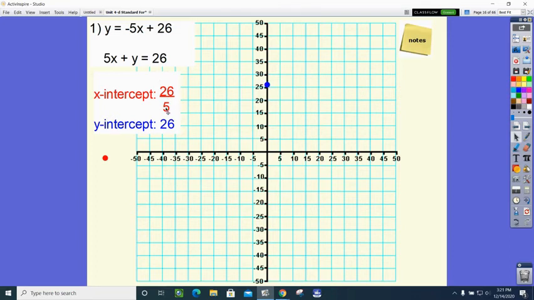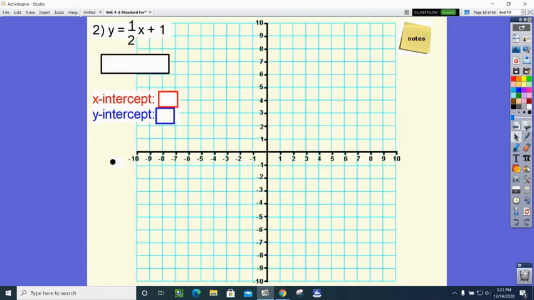Now here's a case where we can't leave it as improper. So 5 goes into 26 5 times. So it's like 5 1/5. So a little past the 5, right? Just barely past the 5. And then I pick up my ruler, connect the 2 points, and there is my line. Don't forget to put your arrows on your line. It's not a segment, it's a line.